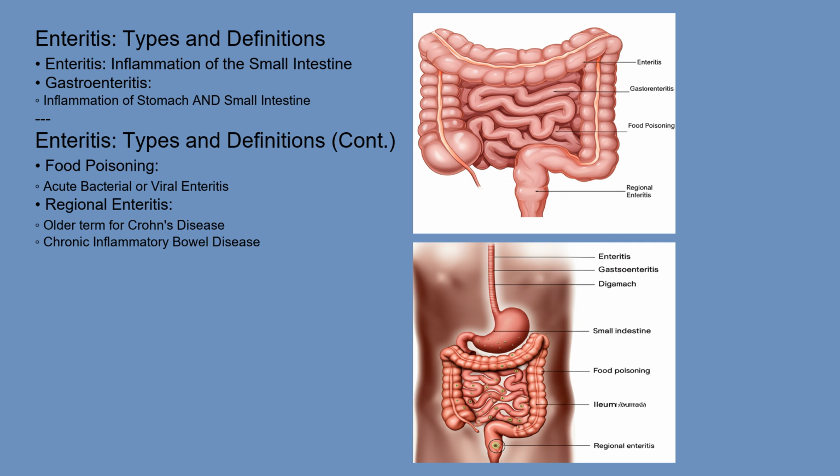While the general term enteritis encompasses inflammation of the small intestine, it's helpful to understand a few specific types. Gastroenteritis refers to inflammation of both the stomach and small intestine. Food poisoning often leads to a form of acute bacterial or viral enteritis. Regional enteritis is an older term that refers to Crohn's disease, a chronic inflammatory bowel disease that can affect any part of the digestive tract, including the small intestine.